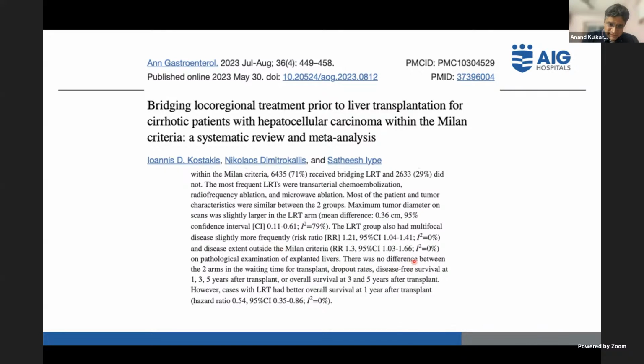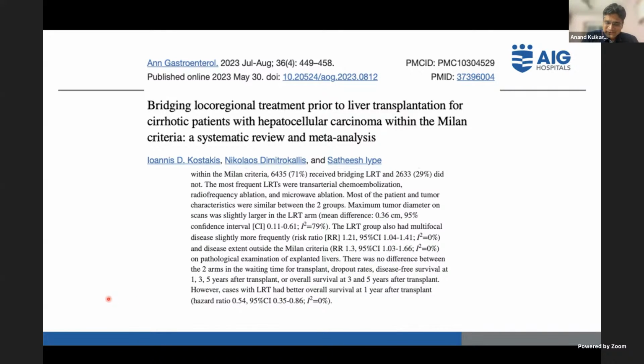We see there is no difference between the two arms in waiting time, dropout rates, disease-free survival at 1, 3, and 5 years, or overall survival. So whether you do an LRT or do not do an LRT, a large meta-analysis of nearly 8 to 9,000 patients did not demonstrate any benefit for these patients. Obviously, it included many retrospective studies. All of them are mostly retrospective studies. A well-conducted prospective RCT is still lacking and may be required in the near future.